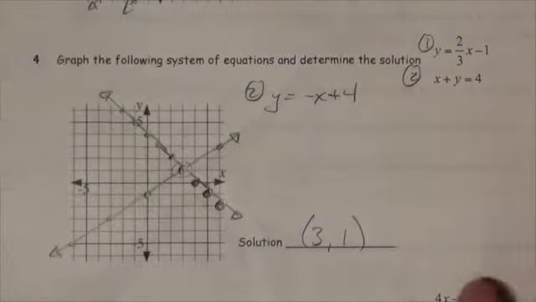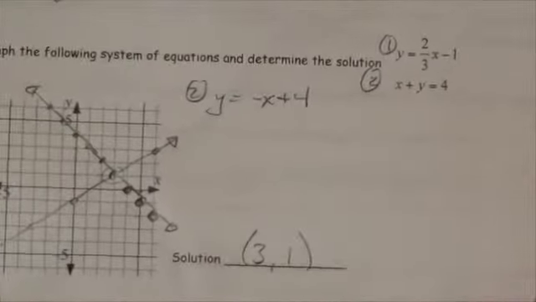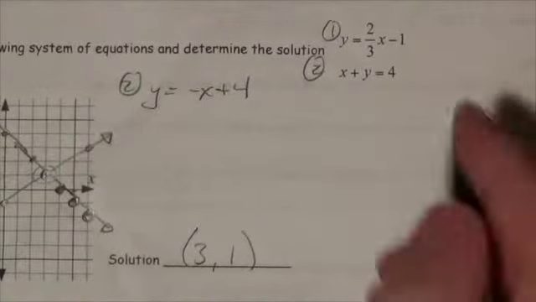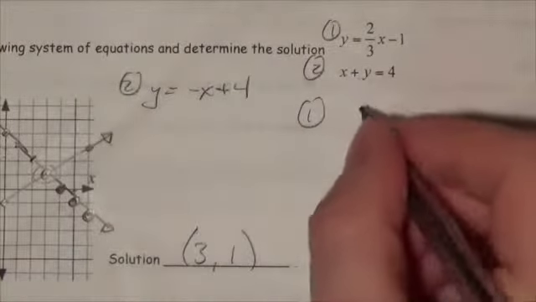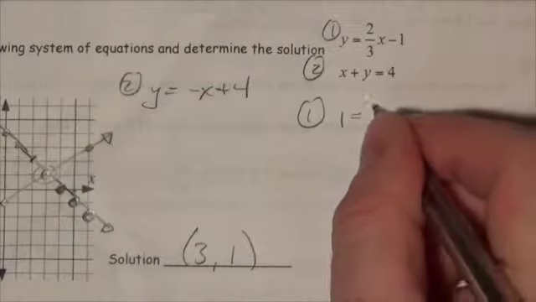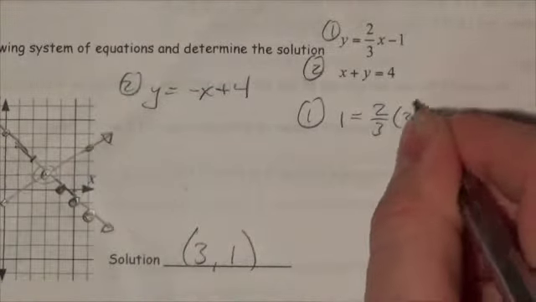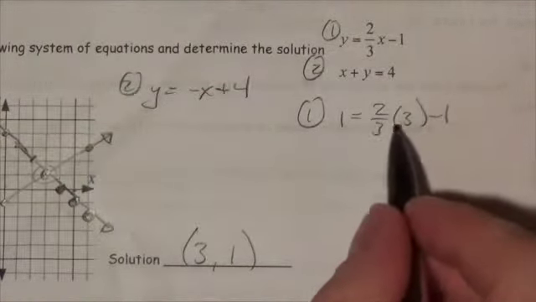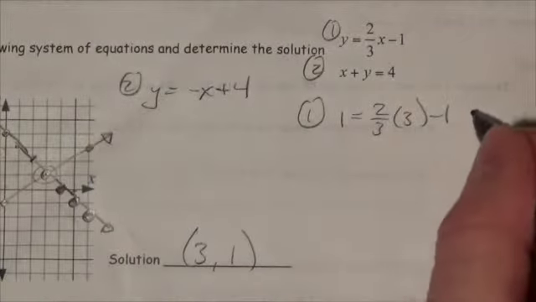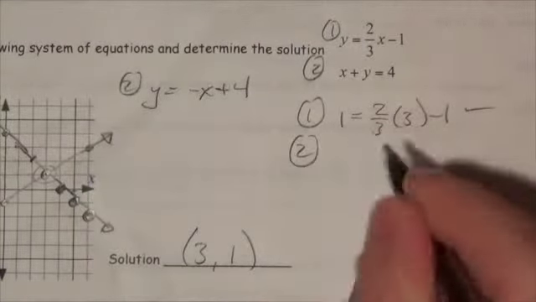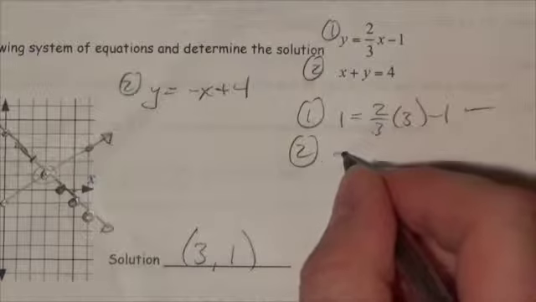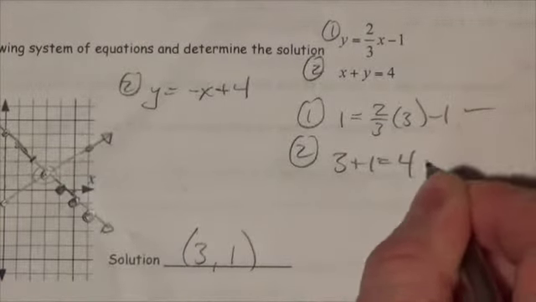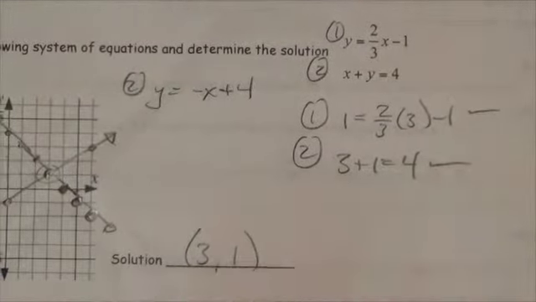Okay, let's go. Again, we'll zoom in just a little bit here, and we'll take equation 1. We're just going to check it. So does 1 equal 2/3 of 3 minus 1? Well, 2/3 of 3 is 2, minus 1 is 1. So yep, that works. Equation 2: if we take 3 and we add 1, do we get 4? Well, yeah, we clearly do.